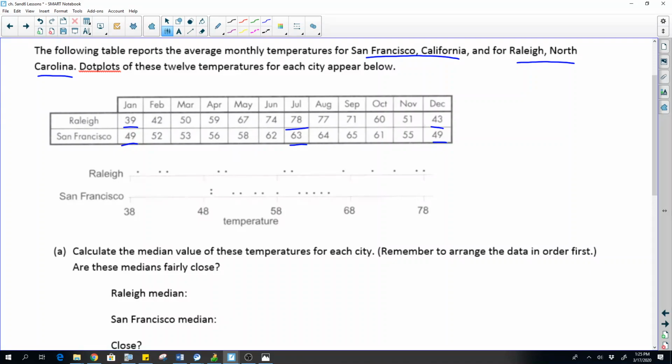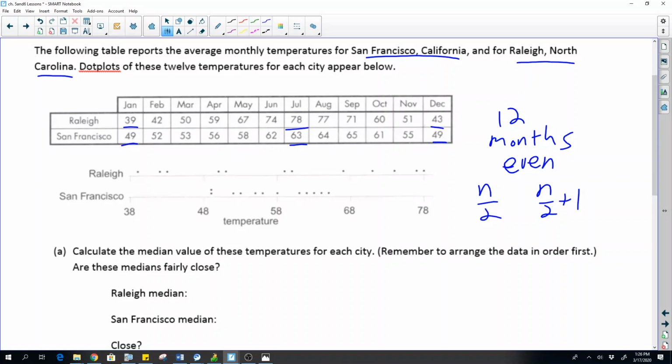So please calculate the median of these temperatures for each city. Remember to arrange them in order first. Well, first, let's see how many we have. January to December is 12 months. So we're going to have an even set of data. And so we're going to use that formula for finding an even set, n over 2, and then n over 2 plus 1. You've got to put them in order from least to greatest.